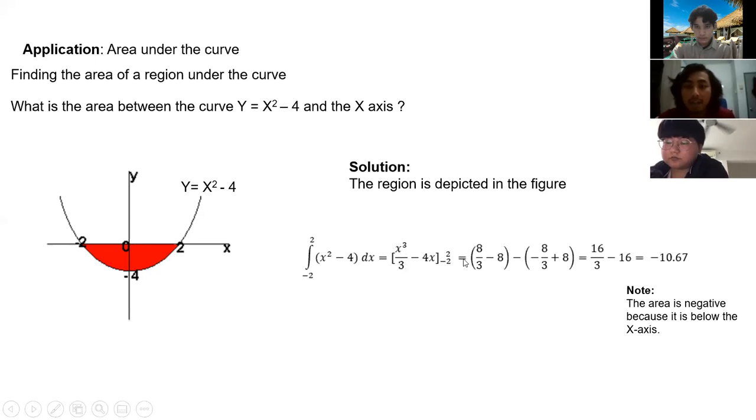lower limit negative 2 and upper limit 2, equal to 8 over 3 minus 8, minus the second one where we put the lower limit, negative 8 over 3 plus 8. So the answer is 16 over 3 minus 16, and the final answer is negative 10.67. Okay, we have to note from the figure that the area is negative because it is below the x-axis. If we look at the shaded region, this is negative because it's below the x-axis. Right, this is the first one.